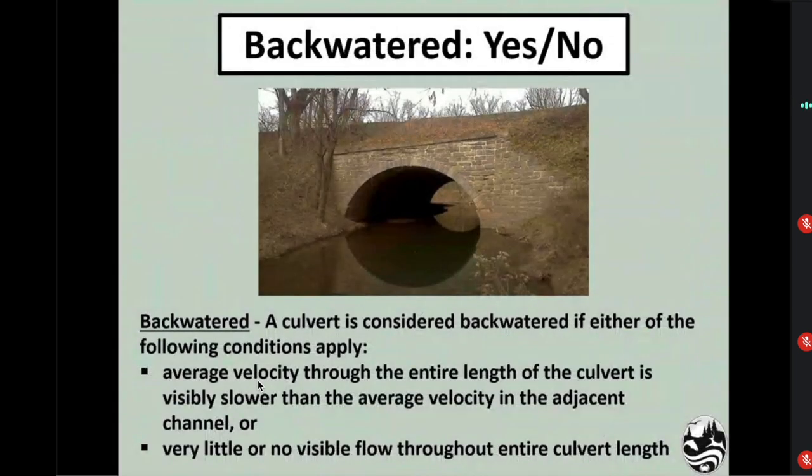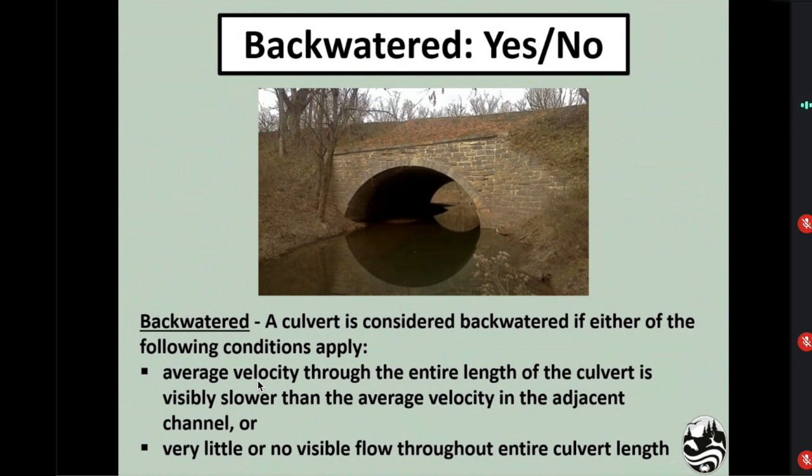Backwater is another one. This is one that has changed for me this year. They changed their definition, so I'm going to read verbatim what they have in their notes here. It says, backwater is a field indicator of whether slope is a good surrogate for velocity or depth. Often there are culverts that have a high slope but are in a very low energy system, such as a slough or a wetland. If that's the case, slope will be a poor surrogate for velocity or depth.